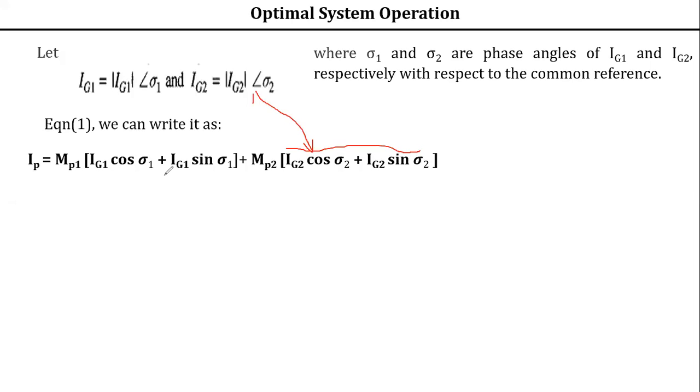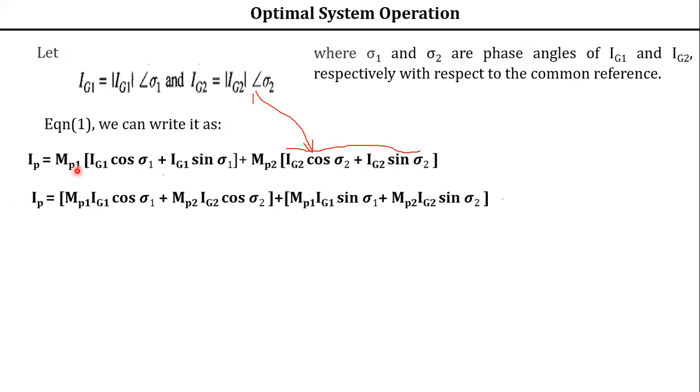Now further, let us take cos terms on one side and sin terms on the other side. So let us segregate cos terms and sin terms. You see this one: mp1 Ig1 cos sigma 1, mp2 Ig2 cos sigma 2. Understood? Plus j, mp1 Ig1 sin sigma 1 plus mp2 Ig2 sin sigma 2. That means I segregated cos terms and sin terms from this equation after substituting Ig1 and Ig2 in equation 1.